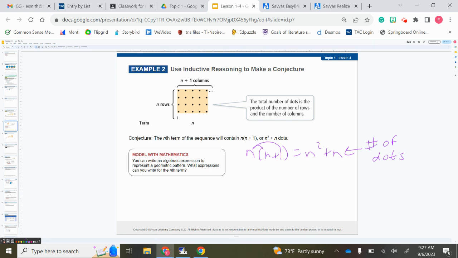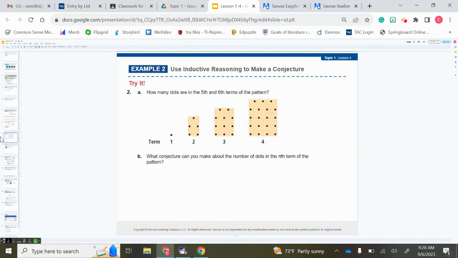We're going to do the example in your book together so that you guys understand what's going on, because it's a little different. So let's take a look at the example and try it. They want two things. First, how many dots are in the 5th and 6th terms of the pattern? And then part B, what conjecture can you make about the number of dots in the nth term of the pattern? Okay, so first things first, let's take a look at 2A. So this is going 1, 2, here's term 3, here's term 4.